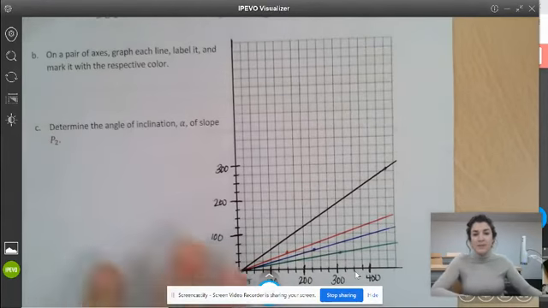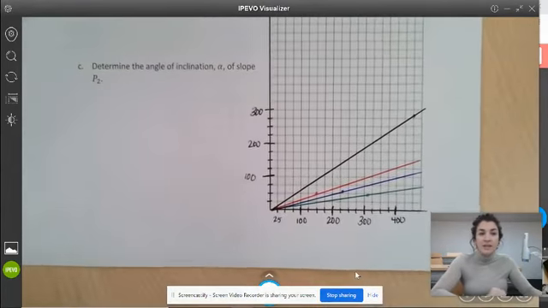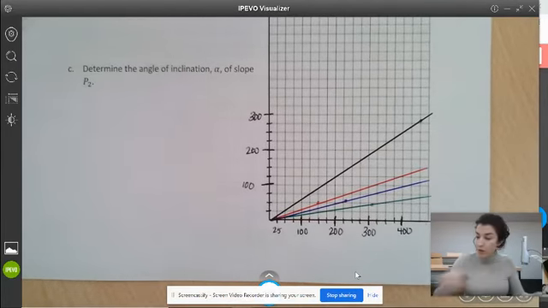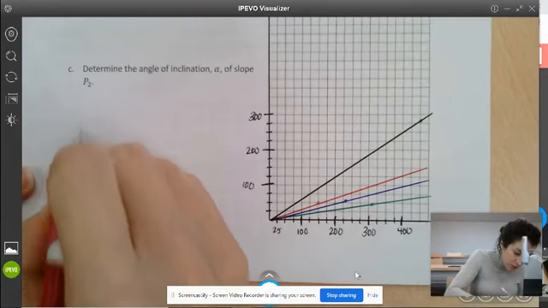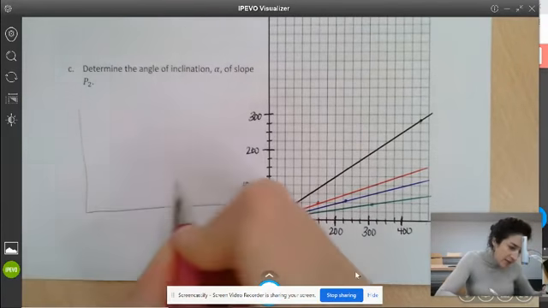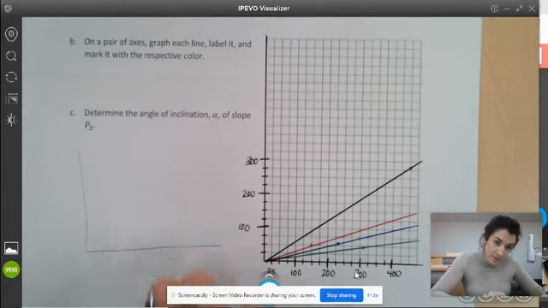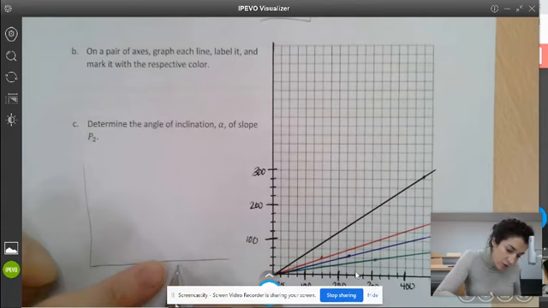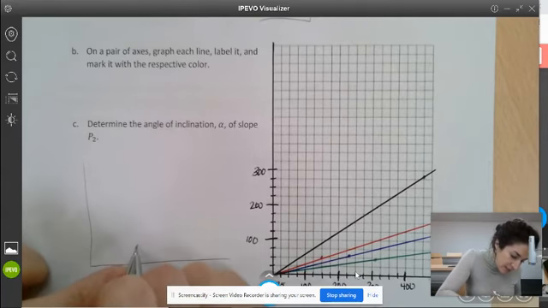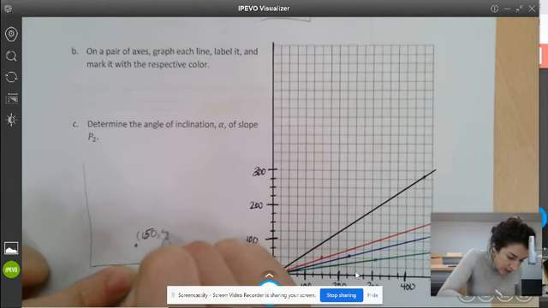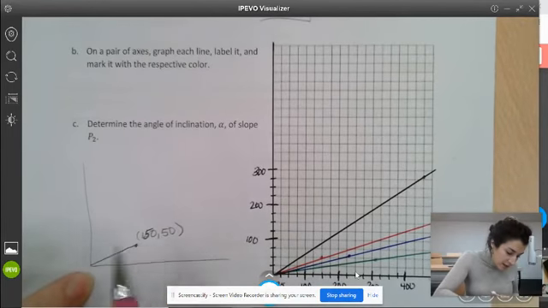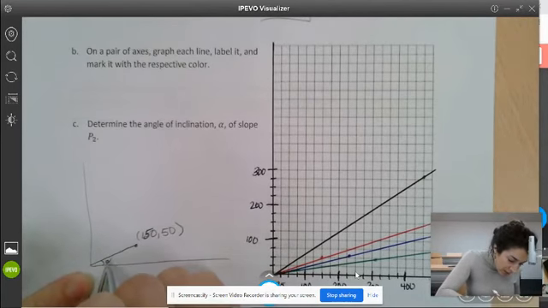Okay, very last problem. This is a very IB thing. It says determine the angle of inclination, which is alpha, of the slope P2. The slope P2, if I were to kind of like redraw this, had a horizontal change of 150 and a vertical change of 50. So it was like something like right here, with the x value of 150 and the y value of 50. What it wants us to find is this angle, and we call it alpha.